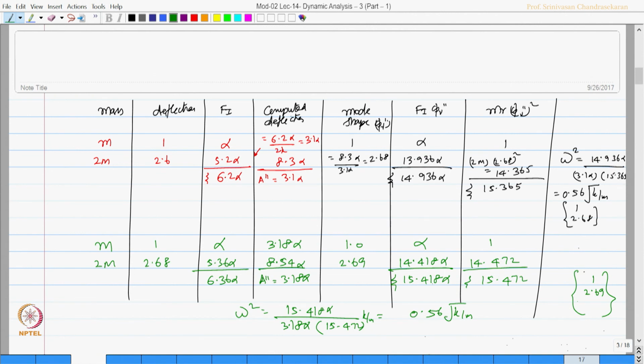So, we will believe that it has converged, and the final answer omega is 0.56 root k by m and phi is 1 and 2.69. Since there is no zero crossing, I can call this omega 1 and phi 1 respectively.